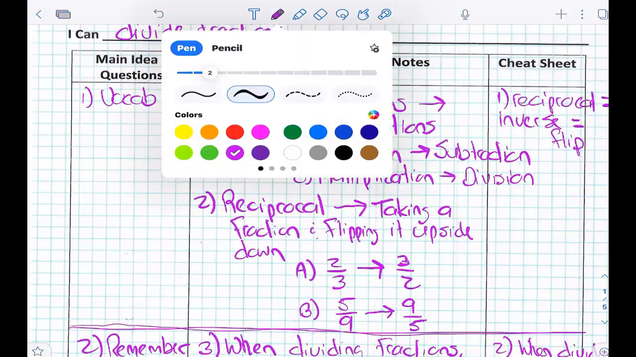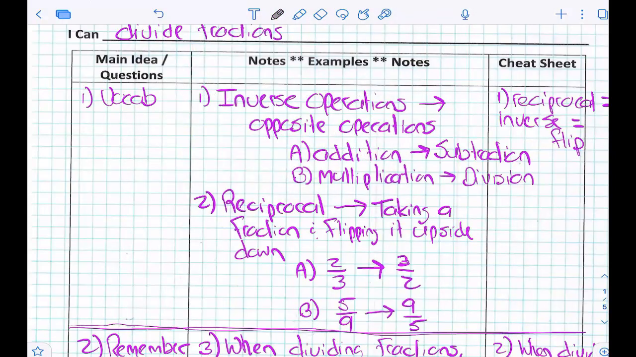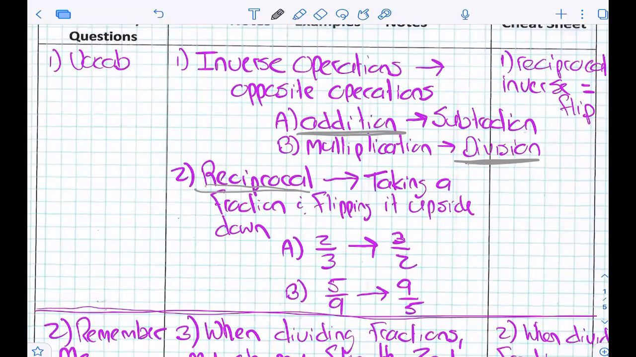Class, what is the inverse for addition? Subtraction. What is the inverse for division? Multiplication. Sweet. Another word that means opposite is reciprocal. A reciprocal, in fraction form anyway, is taking a fraction and literally flipping it upside down. Actually, maybe not literally, but changing it so that the bottom is the top and the top is the bottom. Okay, so here are a couple of examples of reciprocal fractions.